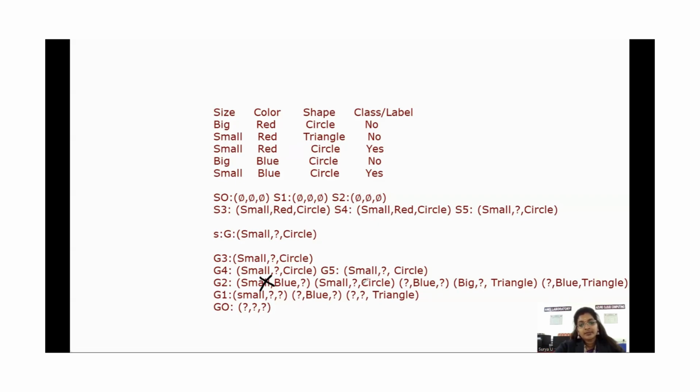Next, let me check with the other one: small comma question mark comma circle. Yeah, this is a correct answer because we have small and circle.